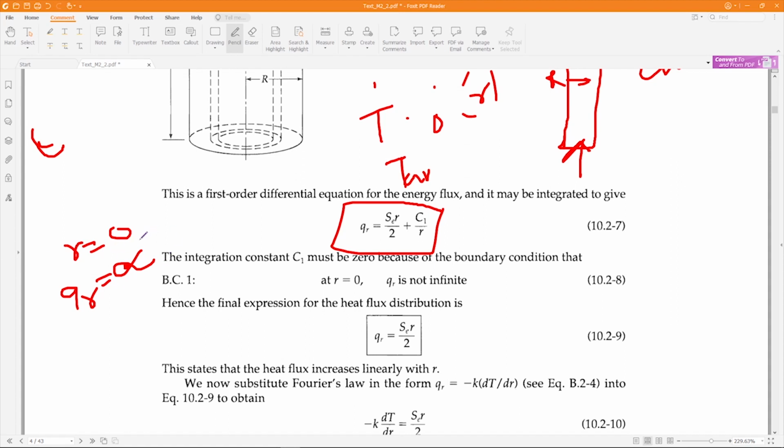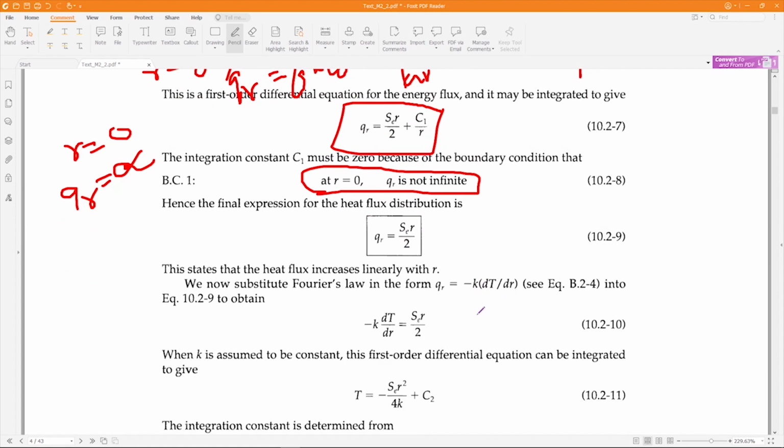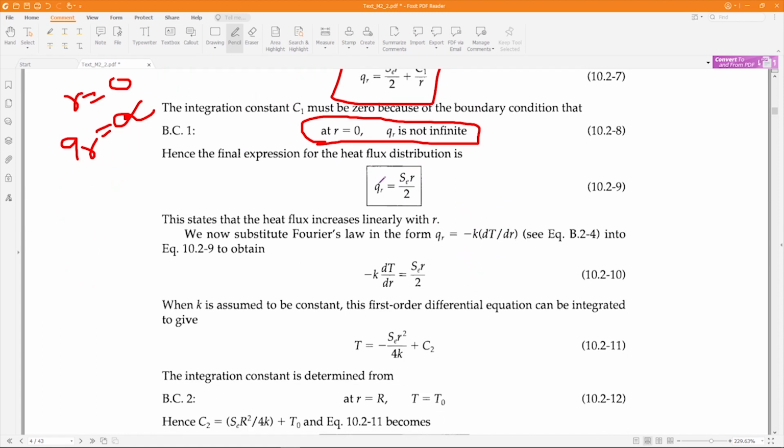So the flux has to be finite. In this form, q r cannot be infinite, so definitely C1 has to be 0. At the center, we have finite flux. If you put r equal to 0, you are getting q r infinite, which means C1 has to be 0. So this will give you q r equal to S C r by 2. This is your flux profile, which is linear, a form of y equals m x.